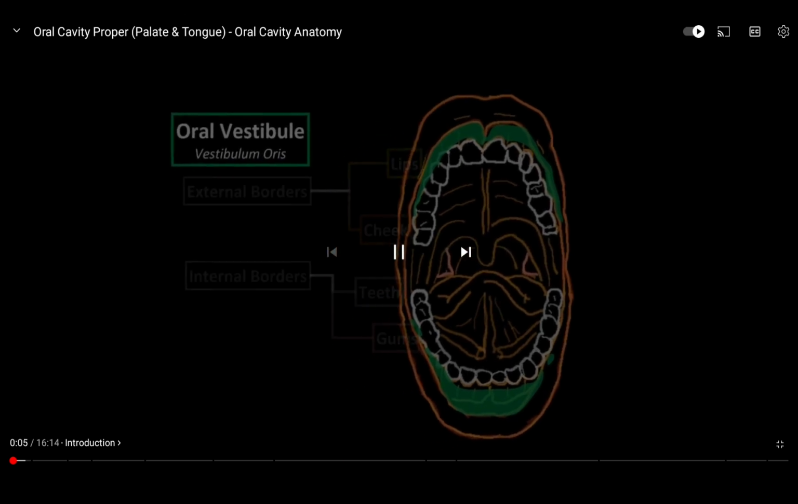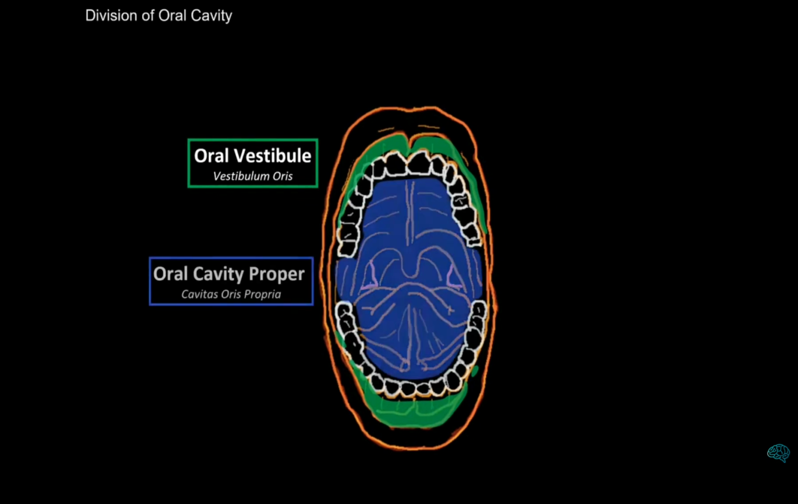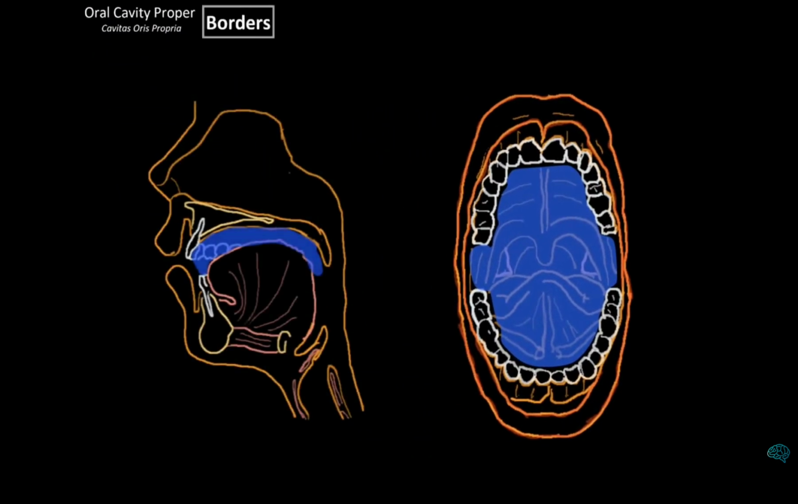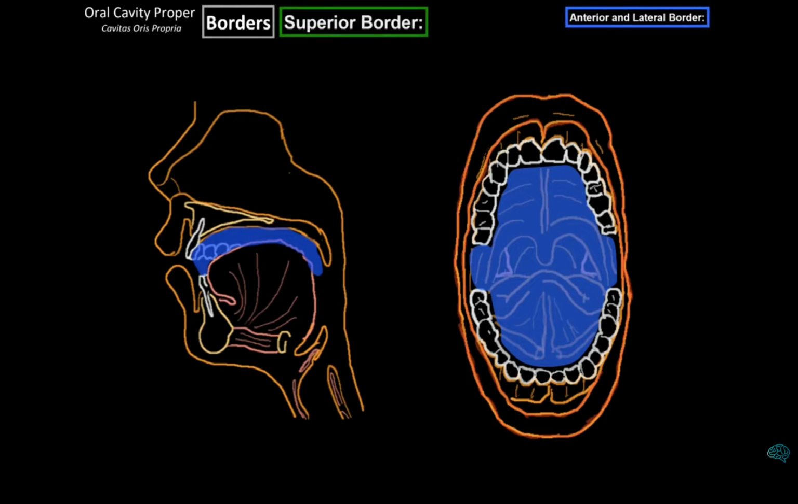With the oral vestibule, which remember consists of the external borders, which is the lips and the cheeks, and the inner borders, which are the teeth and the gums. Now let's wrap up the anatomy of the oral cavity by going through the anatomical structures associated with the oral cavity proper. And to do that, we need to go through the borders of the oral cavity first. First, we have the anterior and lateral border, which are the alveolar process of the gums as well as the teeth. We already covered them in the last video, since the teeth and the gums are also the internal borders of the oral vestibule. Superiorly, however, you will find the hard palate and the soft palate.